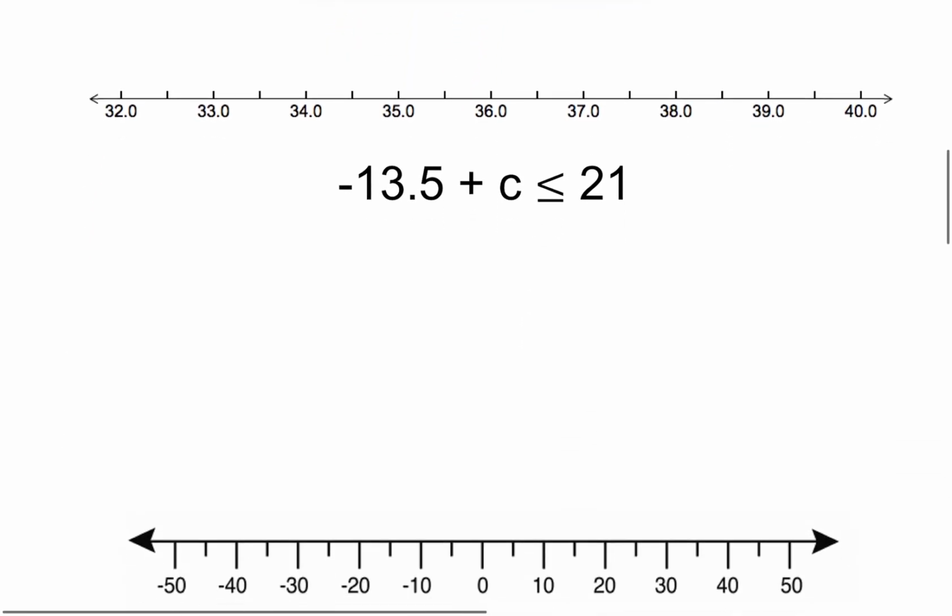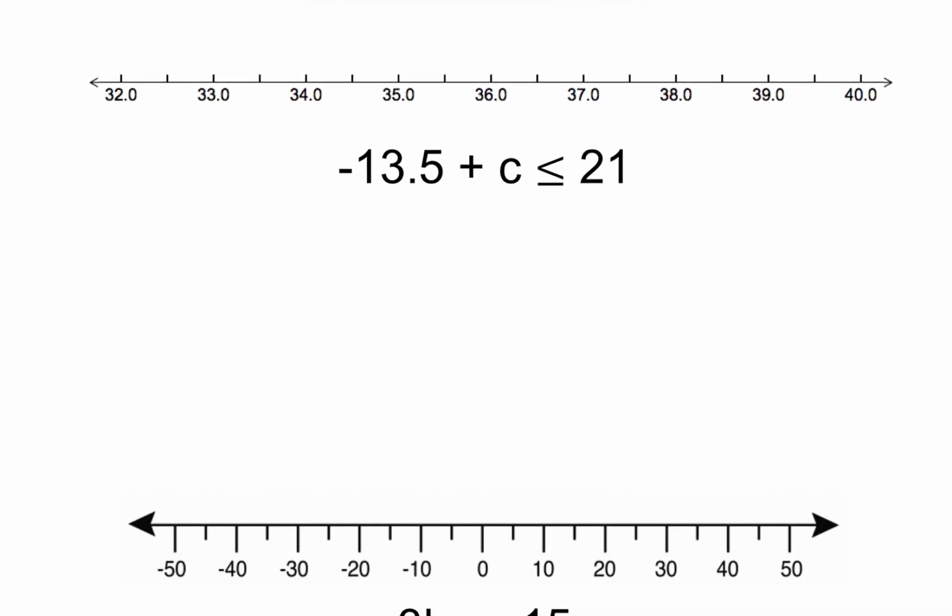All right, let's go to the next one. Okay, -13.5 plus c is less than or equal to 21. So again, I'm going to draw my line, bring down my inequality, make sure you keep that equal sign on it. And this time, my c is on this side with a -13.5. So this one's really important.